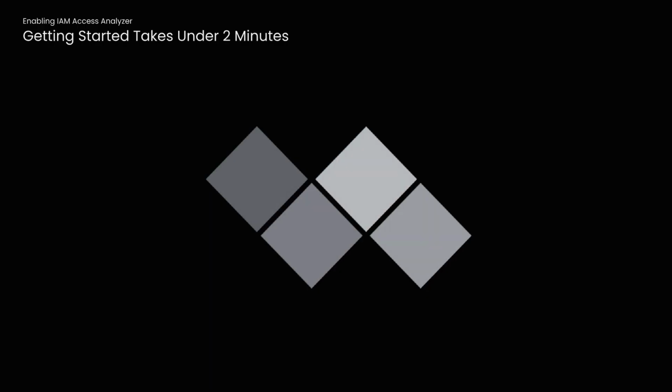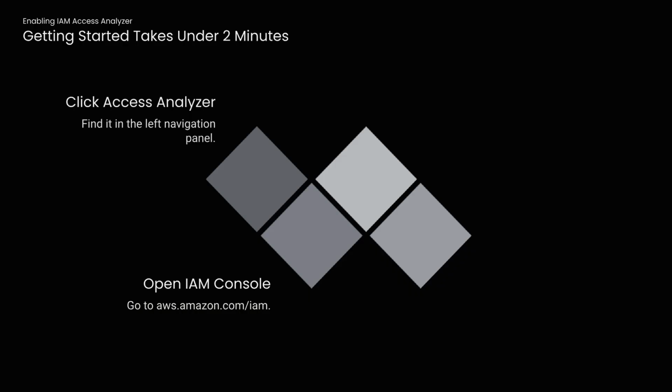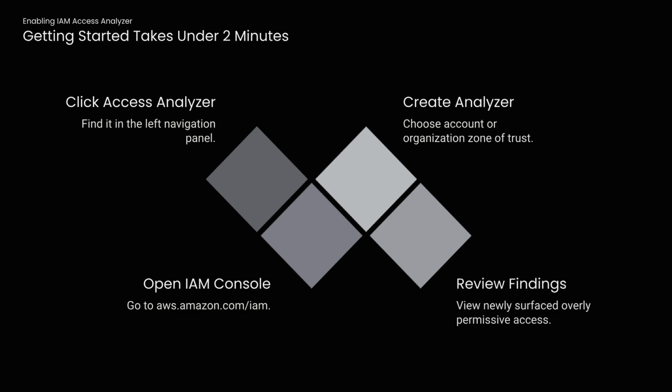Enabling IAM Access Analyzer takes less than 2 minutes. Open the IAM console, click Access Analyzer in the left navigation panel, create an analyzer by choosing your account or organization, and review the findings to view any overly permissive access. The analyzer runs continuously in the background.